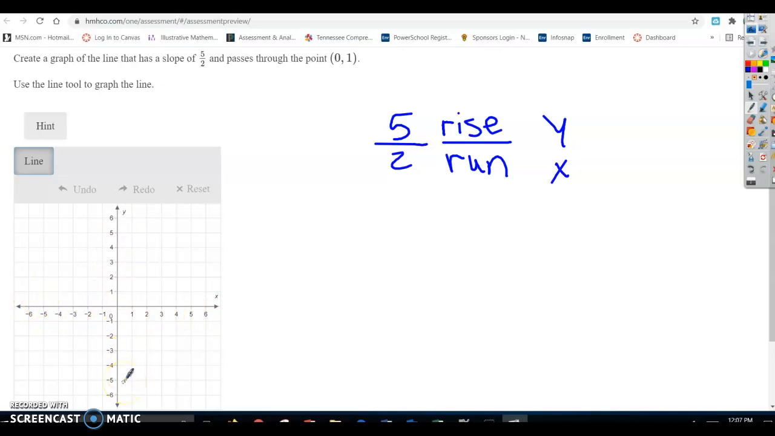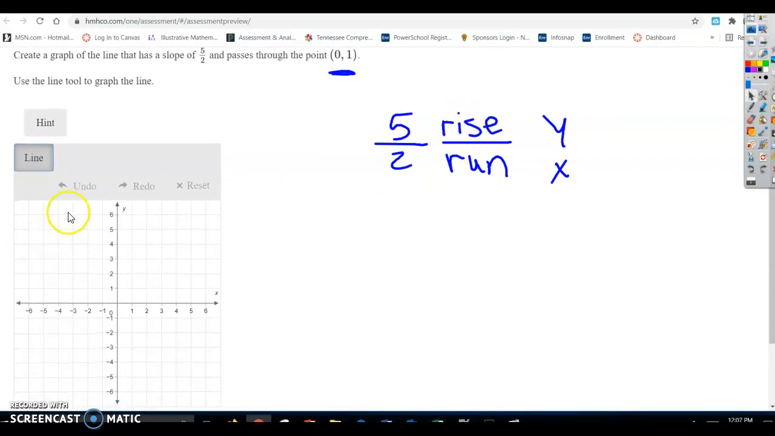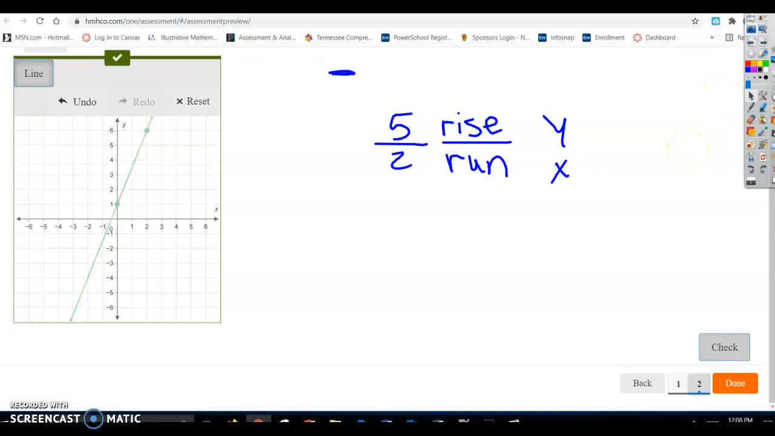So if we start with this point here, 0, 1, let's start with 0, 1. That's the point that we're given here. And then we're going to rise 5 and run 2. So rise means go up. So we're going to go up 1, 2, 3, 4, 5, and we're going to run 2. And you can see once I put my second point on there, it does graph that line for me. So you can hit check and see that that is correct.